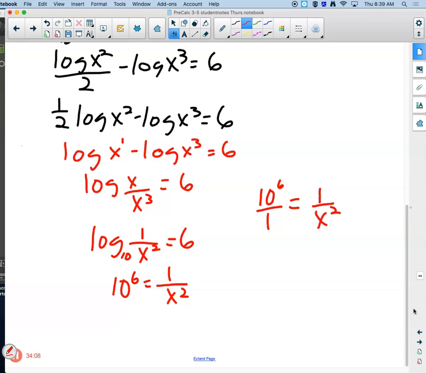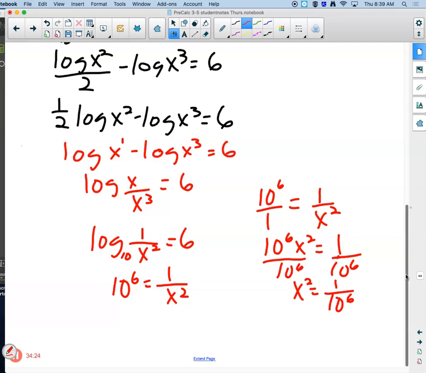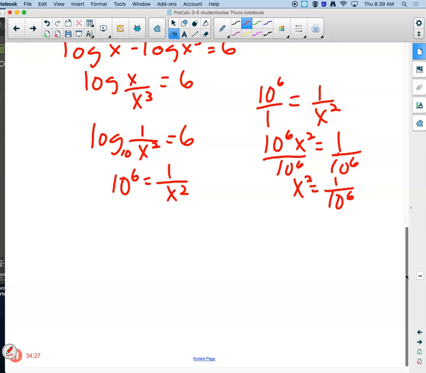Most people like to solve proportions nice and easy by cross multiplying. Divide both sides by 10 to the 6. Now there's a reason I'm not writing out what 10 to the 6 is, and that reason is this next step, because we're going to take the square root of both sides. And x will equal plus or minus the square root of 1, which is 1. The square root of 10 to the 6 would be 10 to the 6 to the 1/2 power. So that's going to be 10 to the 3rd.